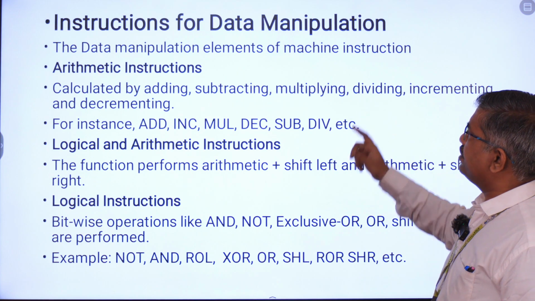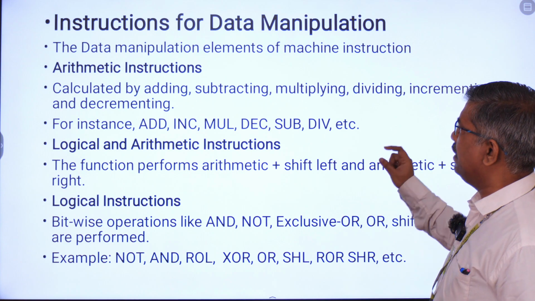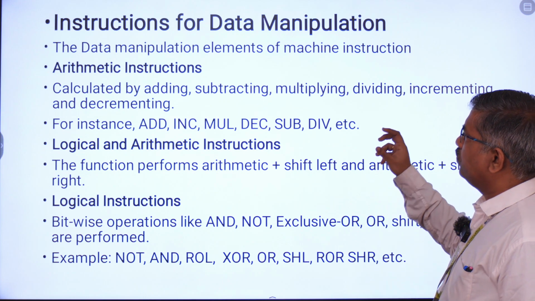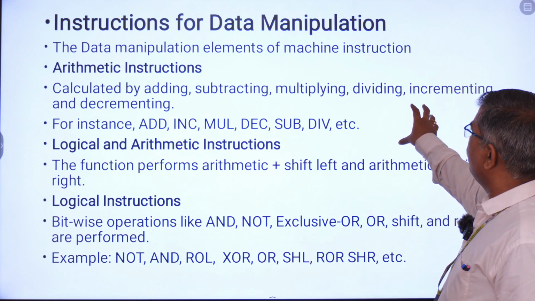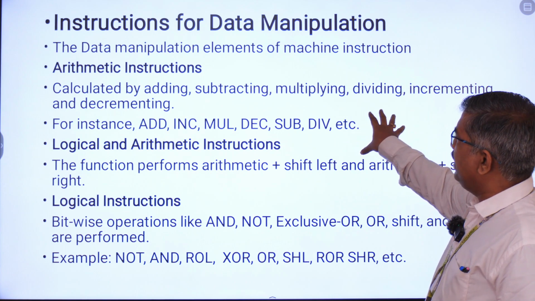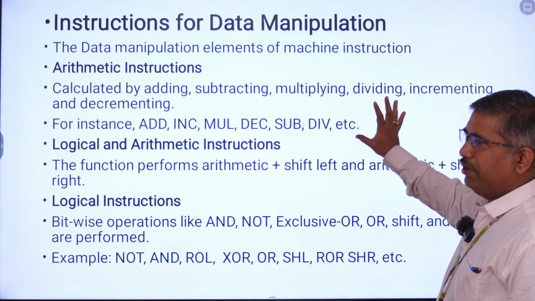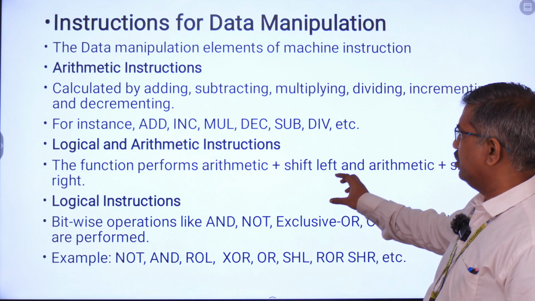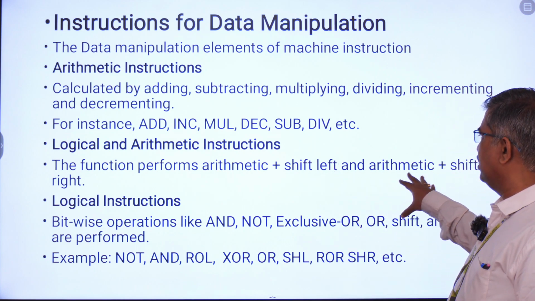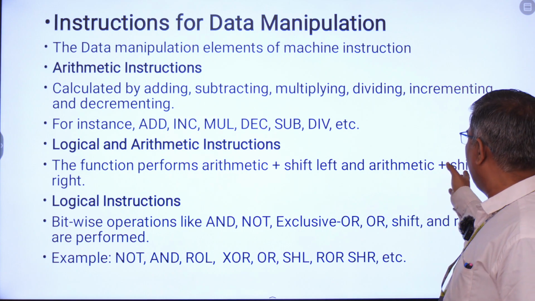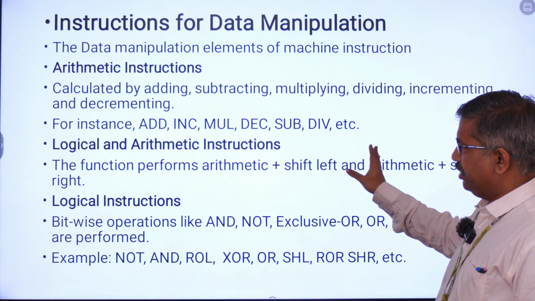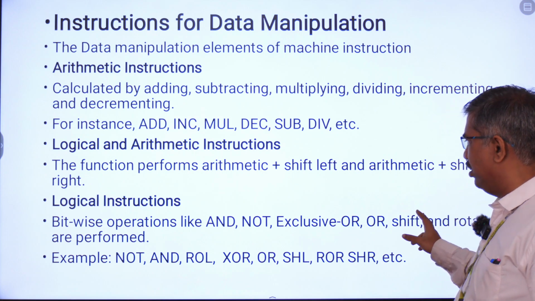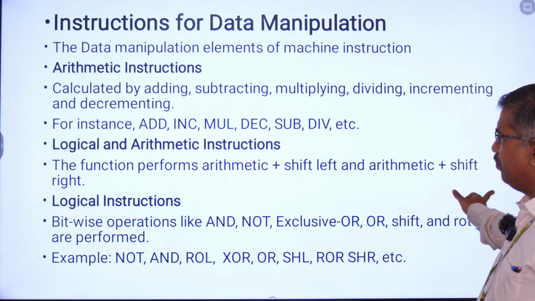Next are the instructions for data manipulation, another type of machine instruction. These are used for data manipulation, such as adding, subtracting, multiplying, dividing, incrementing and decrementing. Then we have arithmetic and logical instructions, where the functions perform arithmetic shift left, arithmetic shift right, etc. In the logical instruction type, bitwise operations like AND, OR, NOT, exclusive OR, shift and rotate are performed.